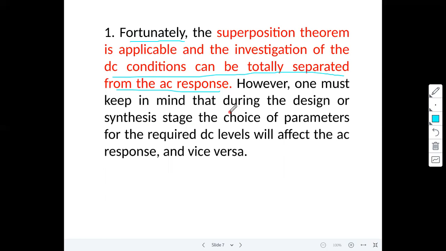And an important point is, observe here, one must keep in mind that during the design or synthesis stage, the choice of parameters for the required DC levels will also affect the AC response and vice versa. When the analysis is separate, we can analyze DC and AC separately, but the levels or values are interrelated. If we calculate the DC value, suppose VBB or VCC, that will also affect the AC response.